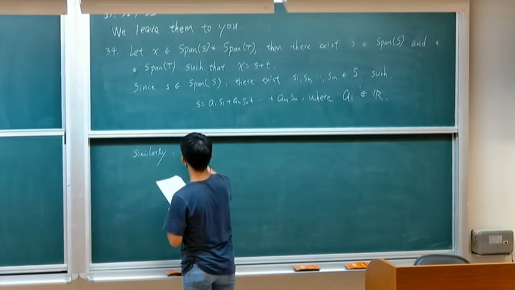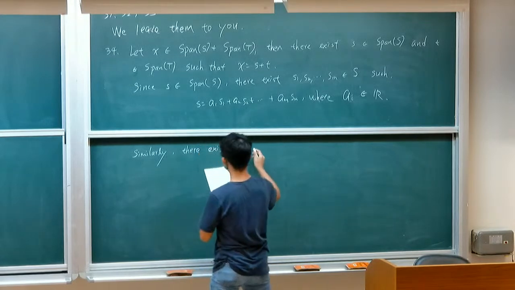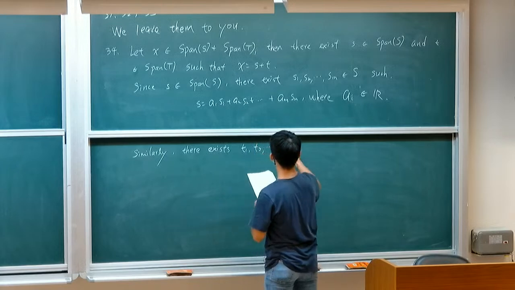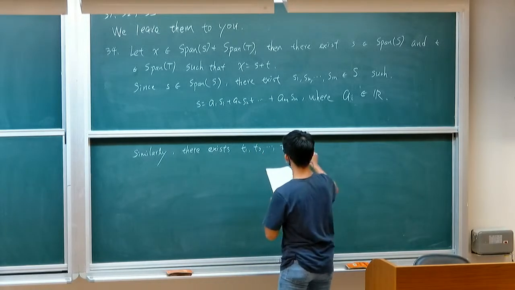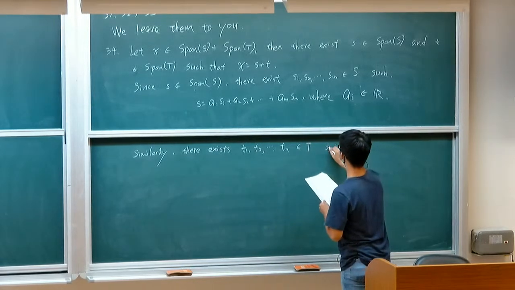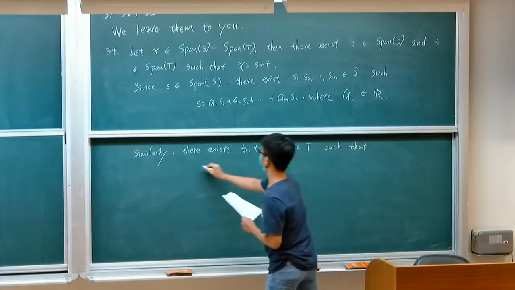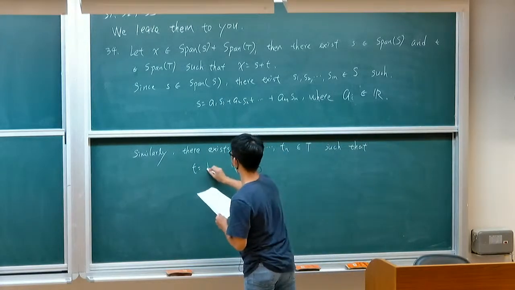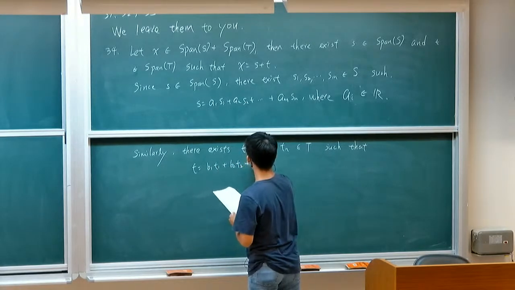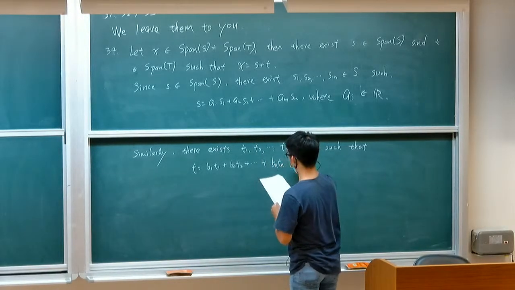Similarly, there exists t1, t2, up to tn inside of T such that little t is b1 t1 plus b2 t2 plus and so on plus bn tn.